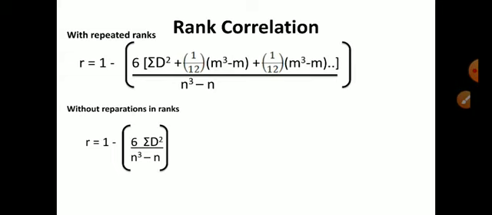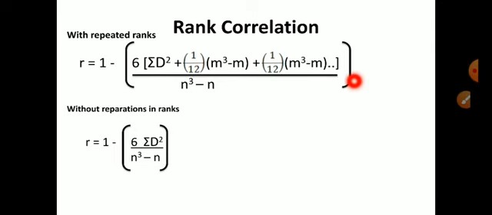Rank correlation: the correlation coefficient will be determined using the ranks assigned to the variables. There are two types. The first one is rank correlation with repeated ranks and rank correlation without repeated ranks.